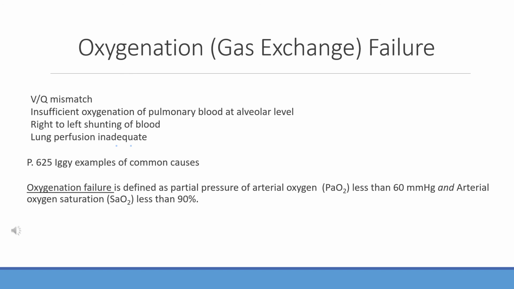And just like ventilatory failure, there are criteria that the individual must meet for it to be oxygenation failure. That's defined as a PaO2, or the partial pressure of arterial oxygen, of less than 60 millimeters of mercury, and an arterial O2 sat of less than 90%. So there are two criteria here for oxygenation failure.